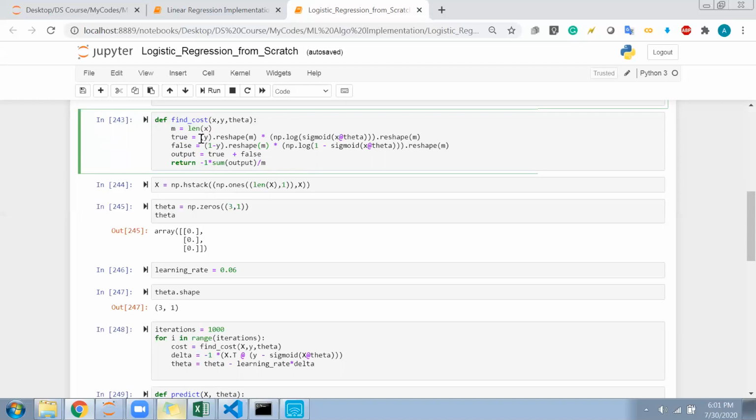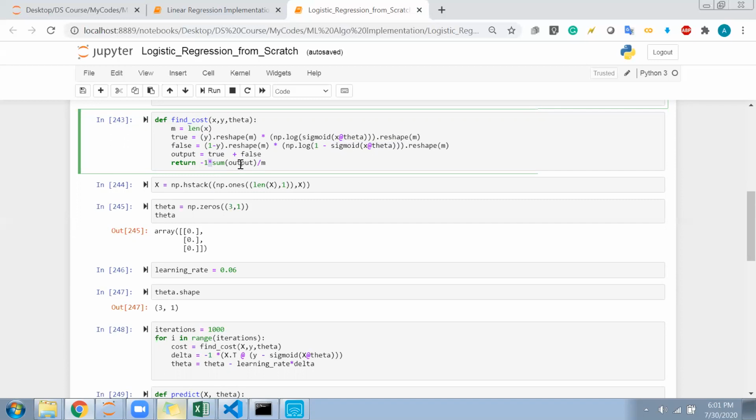See, this is yi, and this is the log of p of xi. Yi log p of xi. And this is 1 minus yi, log 1 minus p of xi. Then I'm adding this true and false, and then I'm multiplying it by minus 1 by m.